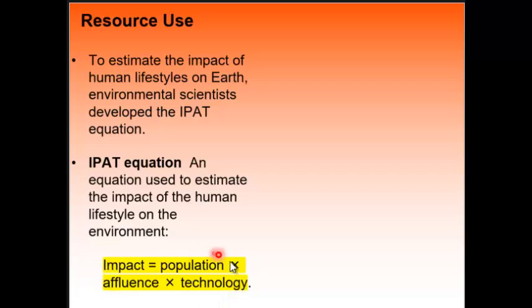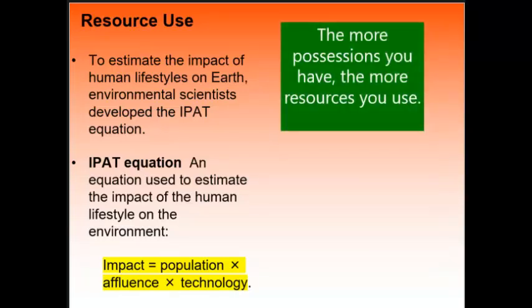And you just have to remember what these things are. This has come up on a test before. So it's used to estimate impacts, but it's only useful if we are comparing groups. So the impact is the environmental impact. And we use information about the population, the affluence of a country, and their technology, like how developed they are. So the more possessions you have, the more resources you use, and the more impact you're going to have.